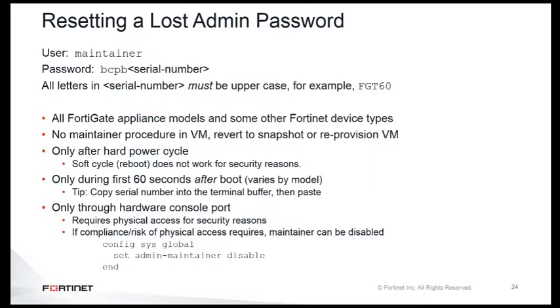FortiGate must be physically shut off, then turned back on, not simply rebooted through the CLI. The maintainer login will only be available for login for about 60 seconds after the restart completes, or less time on older models. If you cannot ensure physical security or have compliance requirements, you can disable the maintainer account. Use caution. If you disable maintainer and then lose your admin password, you cannot recover access to your FortiGate. In order to regain access in this scenario, you will need to reload the device. This will reset to factory default.